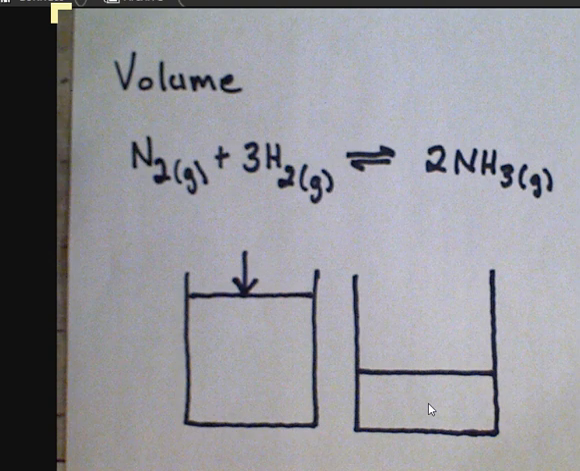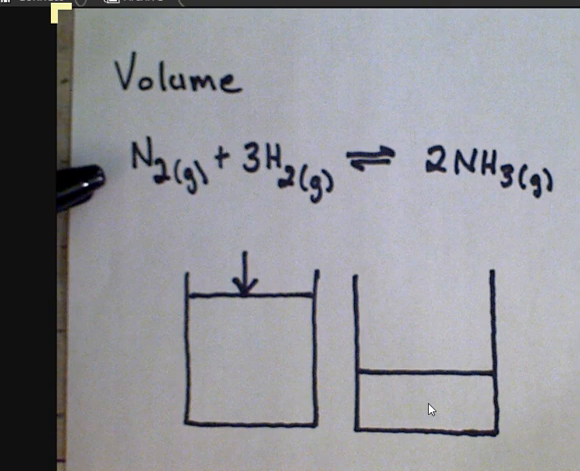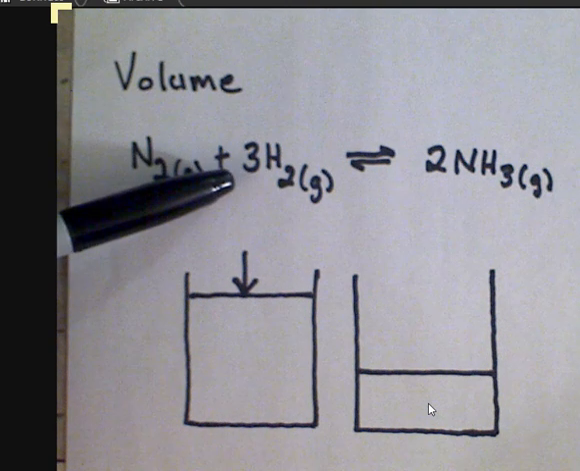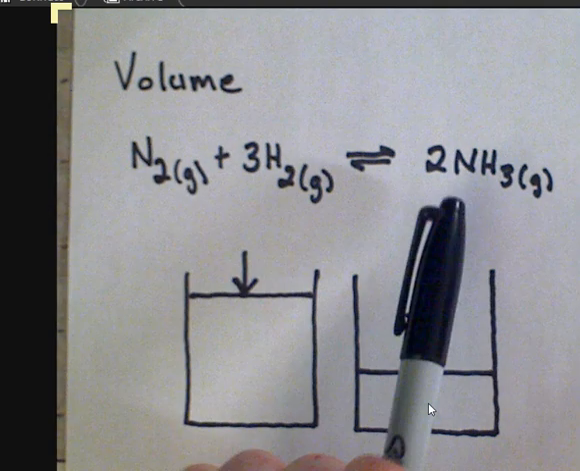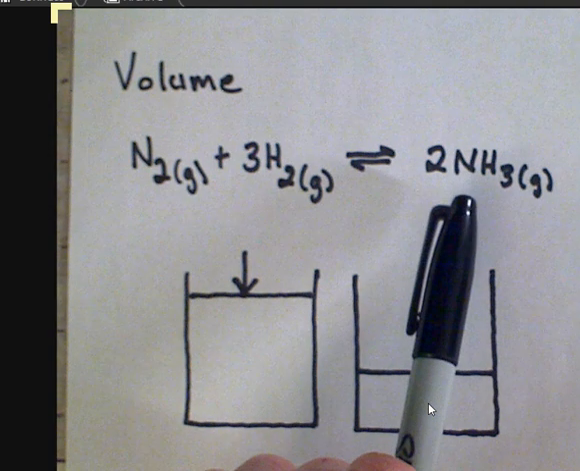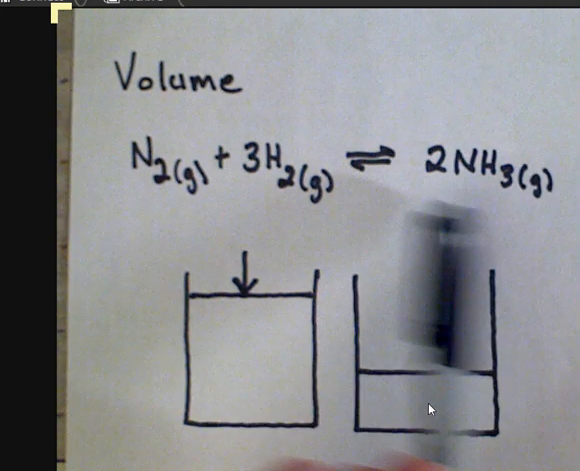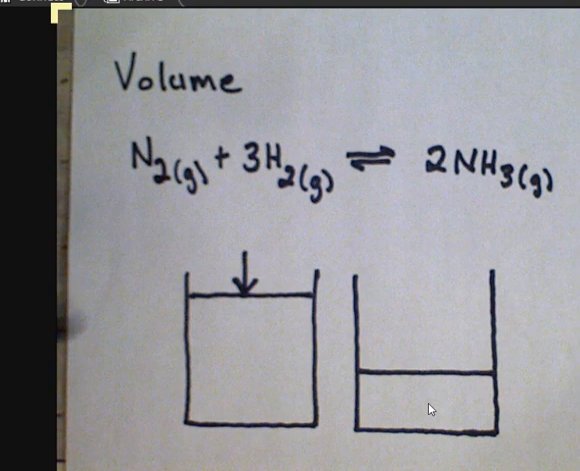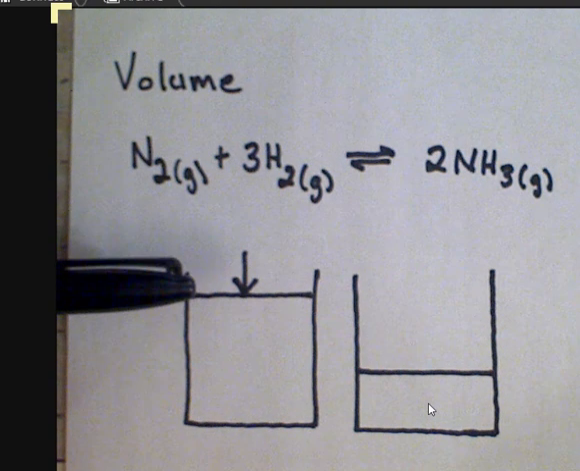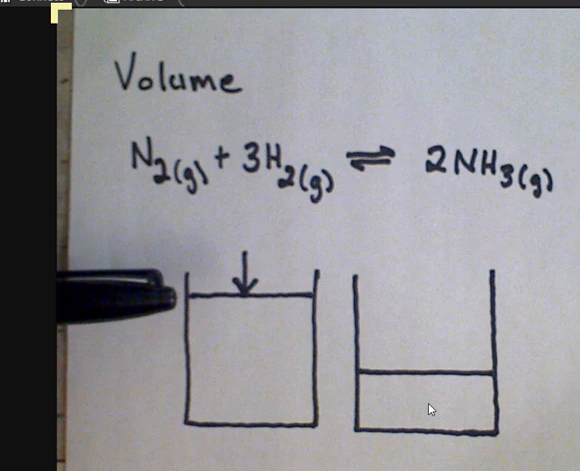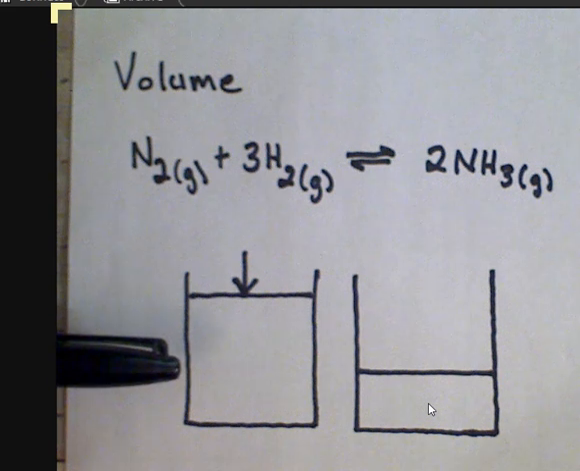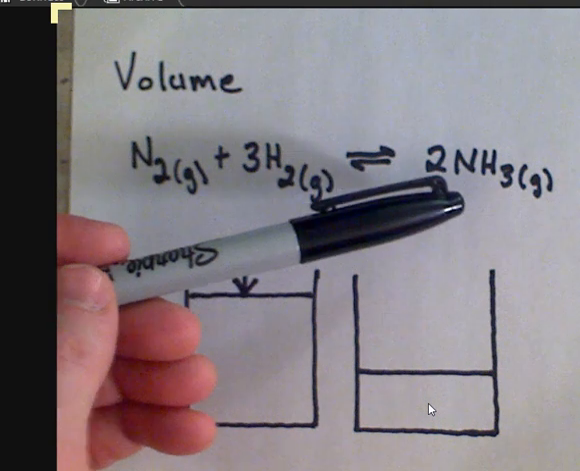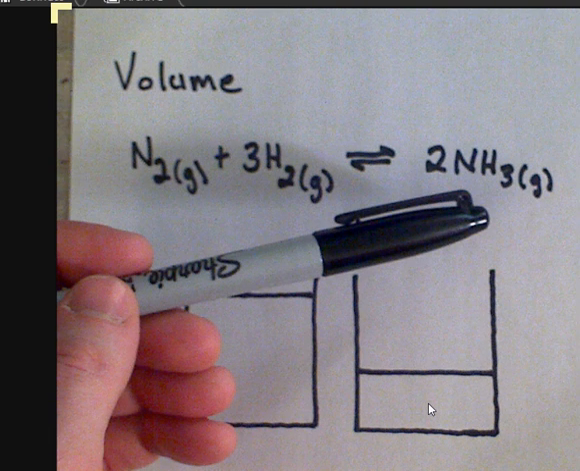Okay, so in this example reaction, notice that on the left side of the reaction, we've got 4 moles of gas. That's 1 mole of N2 and 3 moles of hydrogen. On the right side, we've got 2 moles of NH3. So we have fewer moles on the right side than we do on the left. If we were to reduce the volume of that chamber, essentially push the plunger in on that syringe, we would find that the equilibrium would shift to the right. We'd end up with more NH3 once equilibrium was restored.